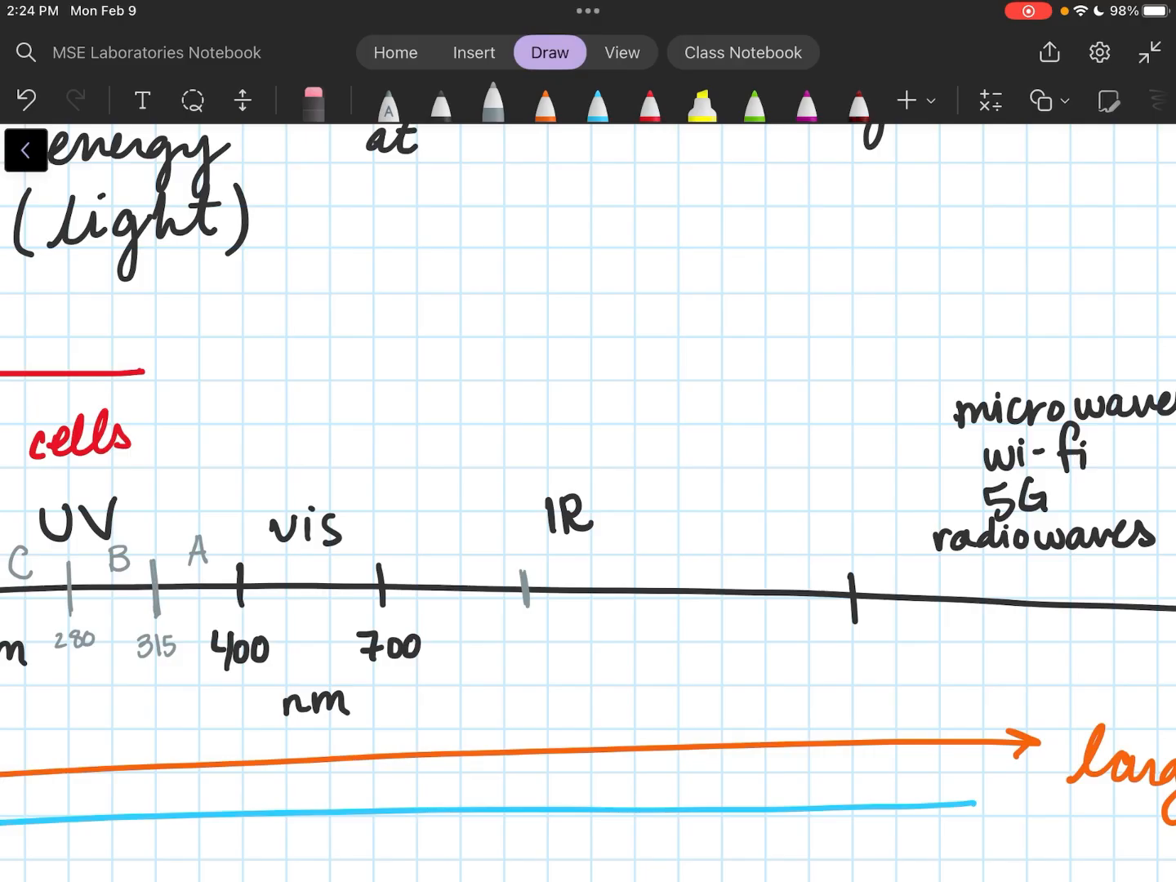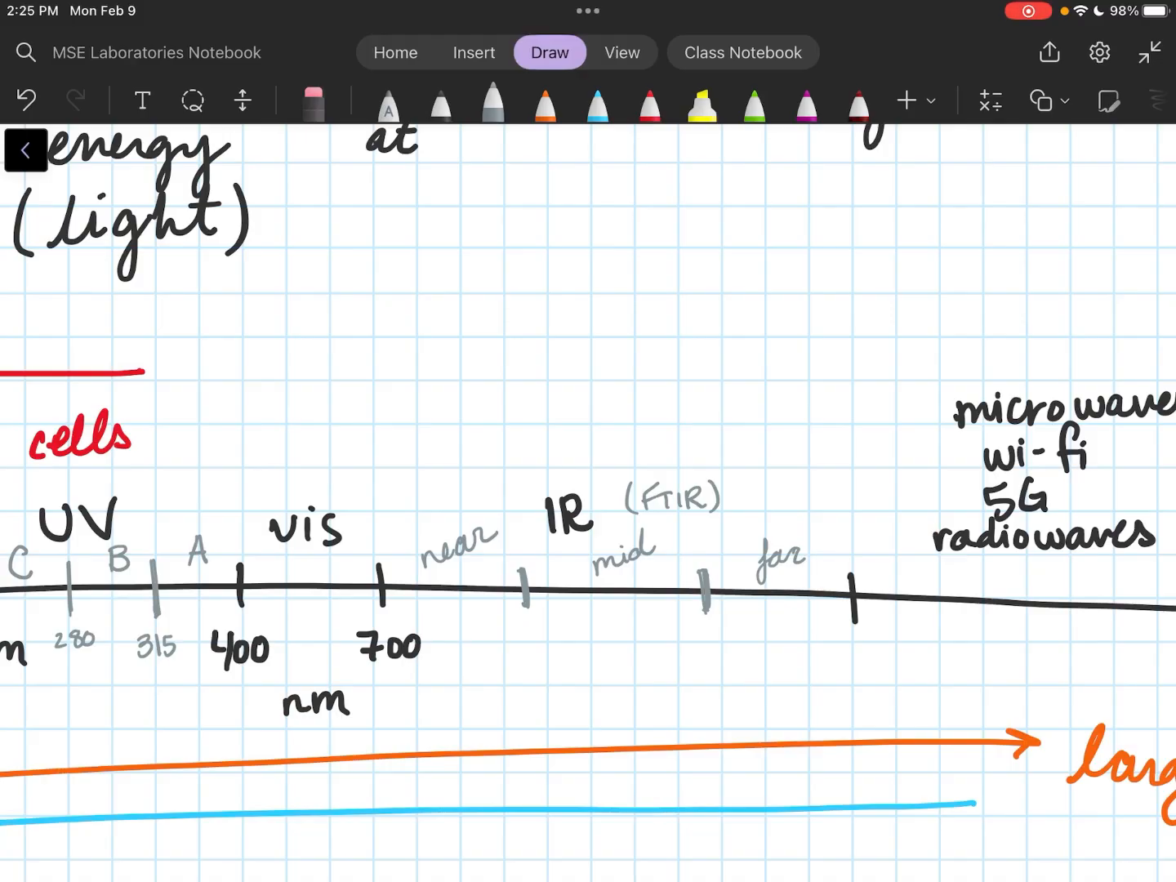Infrared, just like UV, is split into 3 sections. Close to red, we have near infrared, and we're going to talk about that today. In the middle, we have mid-infrared, which is going to be FTIR. That's another characterization technique. And then there is far IR, not far FTIR. Ignore that.